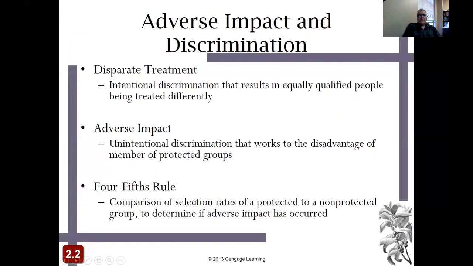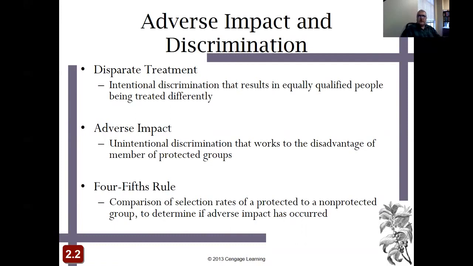Another topic is discrimination, adverse impact and discrimination. Organizations are responsible for providing training to make sure their employees are aware of all these laws, policies, and regulations, and that they will not violate them. Disparate treatment is intentional discrimination that results in equally qualified people being treated differently.